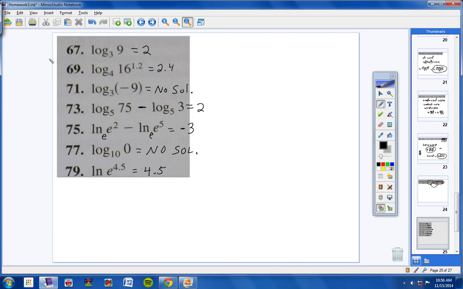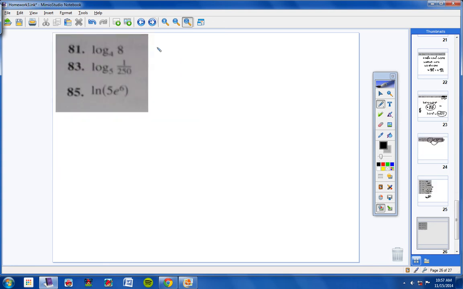4.5. Here's why. Natural log of e is log base e of e to the 4.5. And once again, like we studied in number 75, whenever the base matches the base, the entire expression just equals the exponent. So the answer is 4.5. Okay? Alright, number 81.